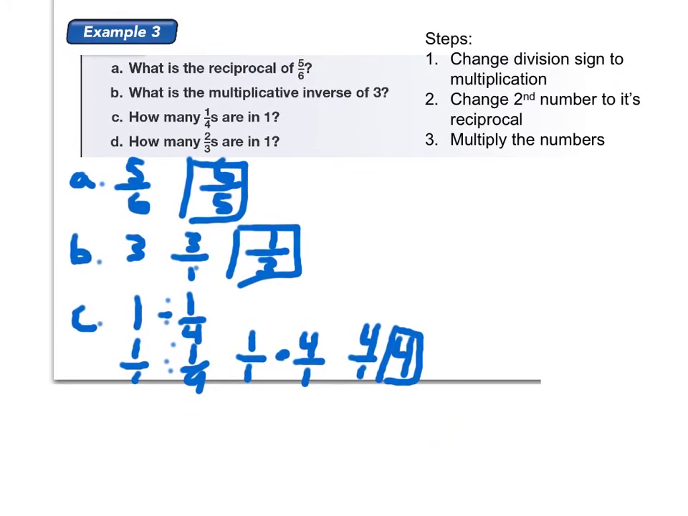Well, let's do part D now. D says how many 2/3 are in 1. So this means I want to do 1 divided by 2/3. So again, I'm going to change the problem, so it's 1 over 1 divided by 2/3.